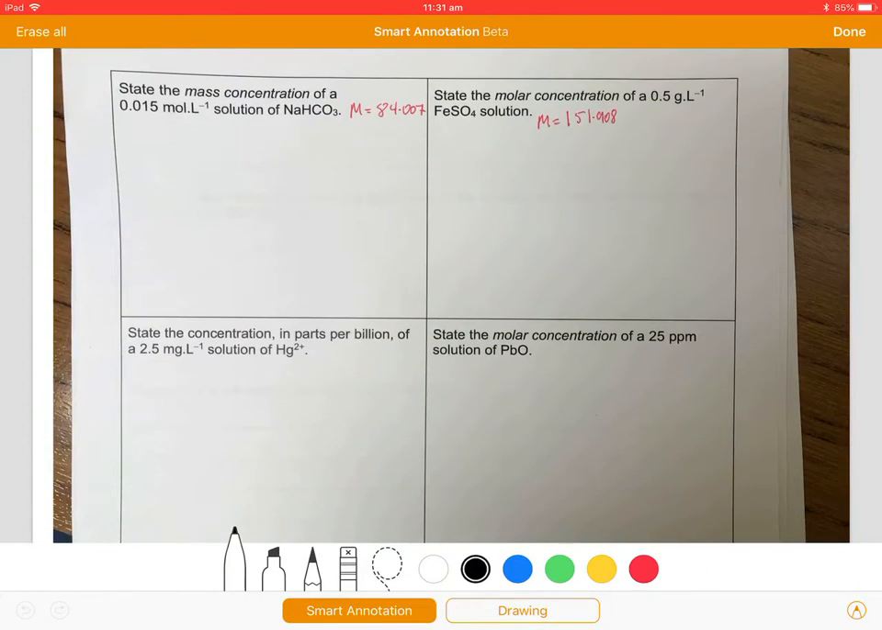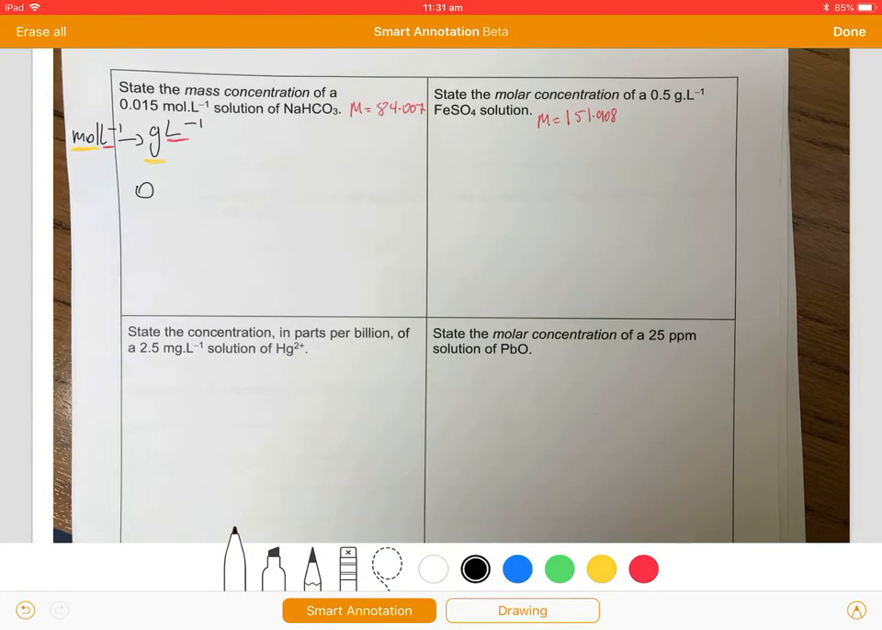So back up here, state the mass concentration of a 0.015 mole per litre solution of sodium carbonate. So what's a mass concentration? Something in grams per litre. So we want to go from moles per litre to grams per litre. And again, we know from what we've just done, we're going to multiply that by molar mass, but all we really need to think about is we're just changing this bit here, moles to grams. Litres is not changing. It stays constant on both sides of the conversion.